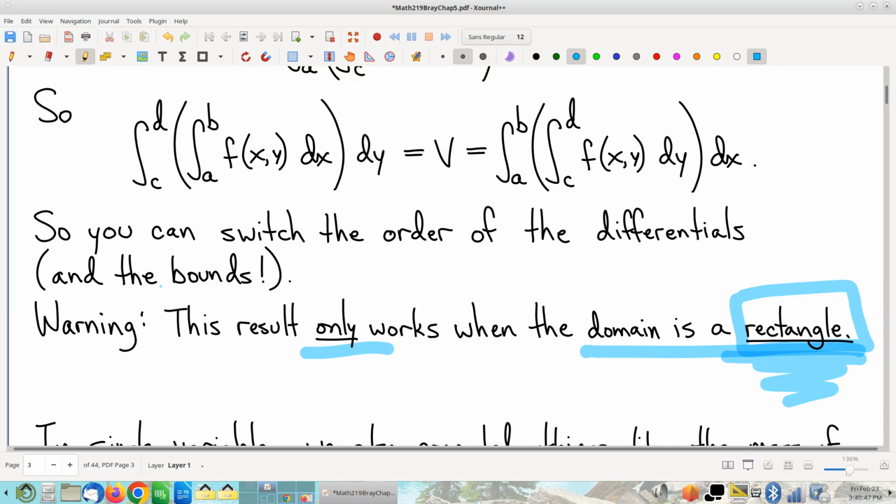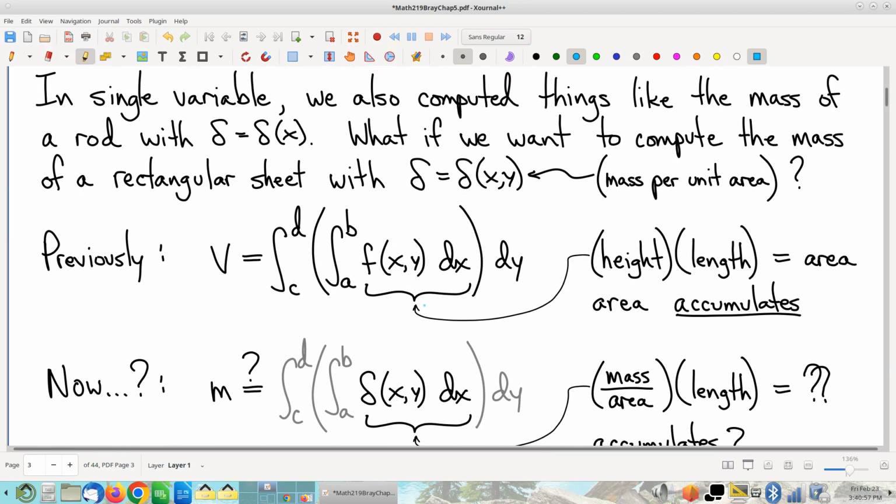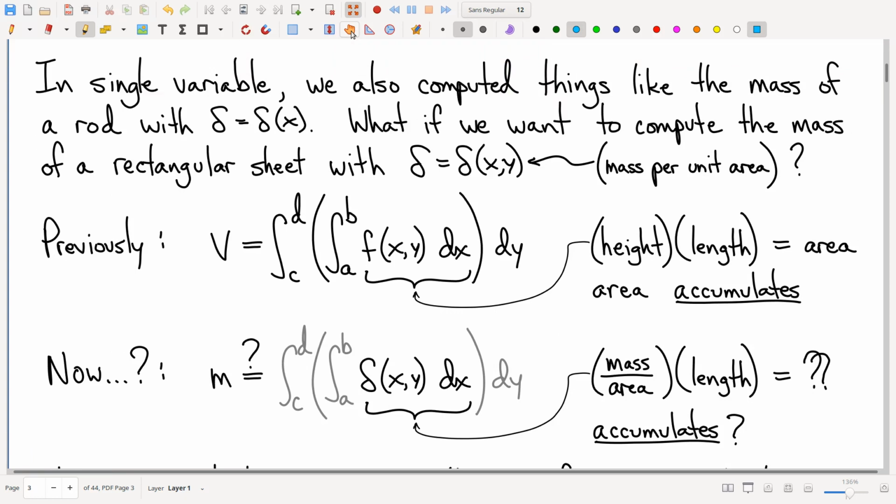Okay. All right, now I have some bad news. Thinking back to single variable calculus. Oh, by the way, let me do this. There we have some more space. Thinking back to single variable calculus, we also, in addition to area under a graph, computed like the mass of a rod, right? So forget about area.